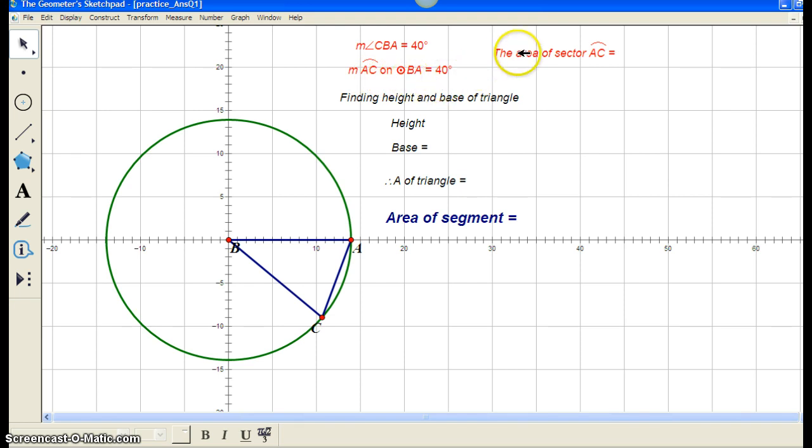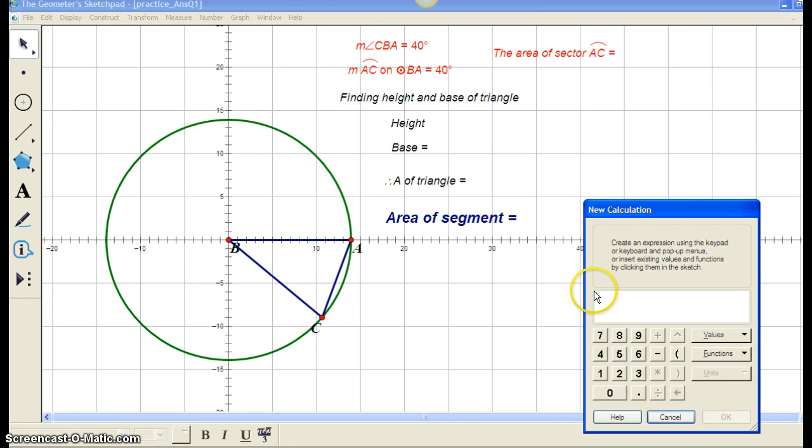So first we want to find the area of this sector. And we know that the area of that sector is going to be equal to the fraction that 40 degrees is of 360. So let's calculate that. So 40 divided by 360. So that's the fraction that sector is, or that angle is.